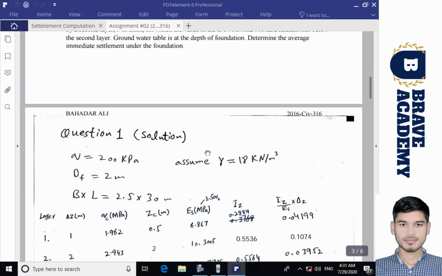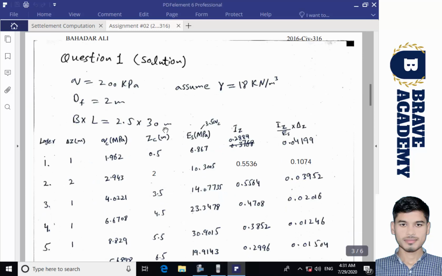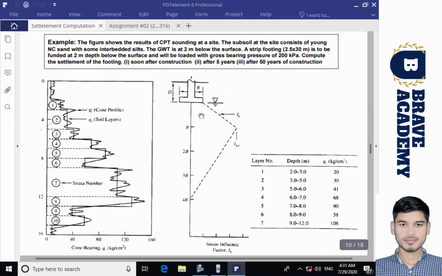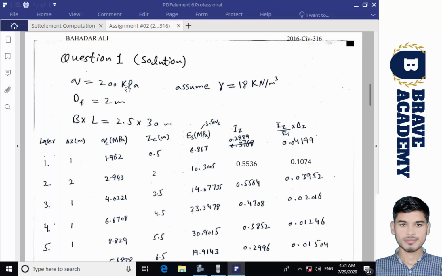Yeah, there is a solution. He has given us q equal to 200 kPa. Remember this: he has given us the gross bearing pressure, and this is not the net bearing pressure. We have to calculate the net bearing pressure. Gross bearing pressure is 200 kPa, and he has not given us the gamma value. I assume gamma equal to 18 kilonewton per meter cube. Depth of footing is 2 meter, given to us. B by L is 2.5 by 30 meter, the footing size.